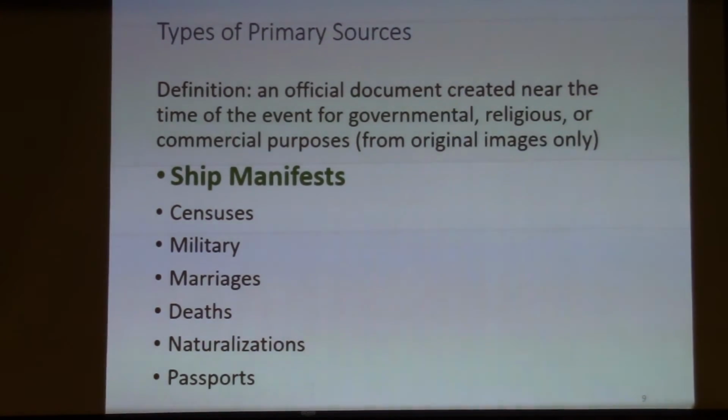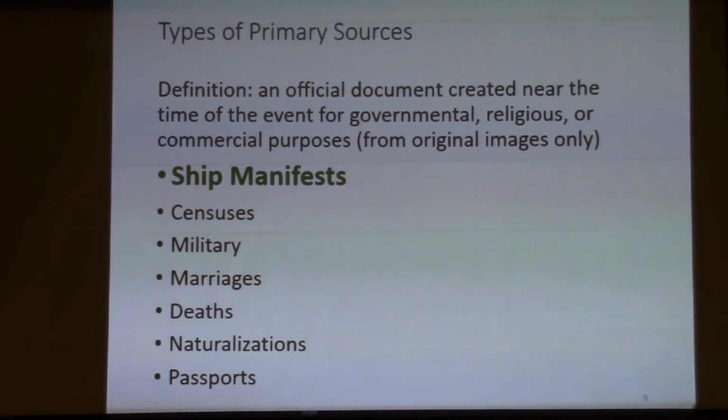They're very unreliable, like death certificates, in terms of talking about where the person was actually born, what their parents' names were, because it's only as good as the person 50 years later, 70 years later, who's trying to remember that information.